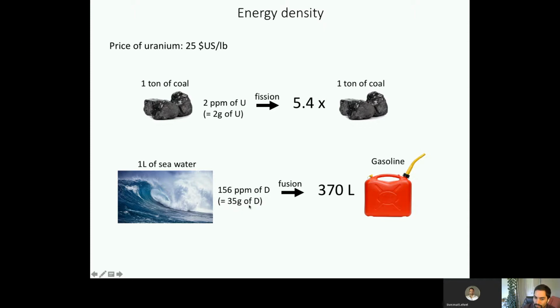This amount of deuterium, if we put it through a fusion reactor and extract all of its energy, is as much energy as 370 liters of gasoline. So that's a tremendous amount of energy. Imagine if all the oceans were actually made of gasoline, and 300 times that amount of energy. So basically, we don't have any sort of resource scarcity problem. We only have a problem of lack of technology.